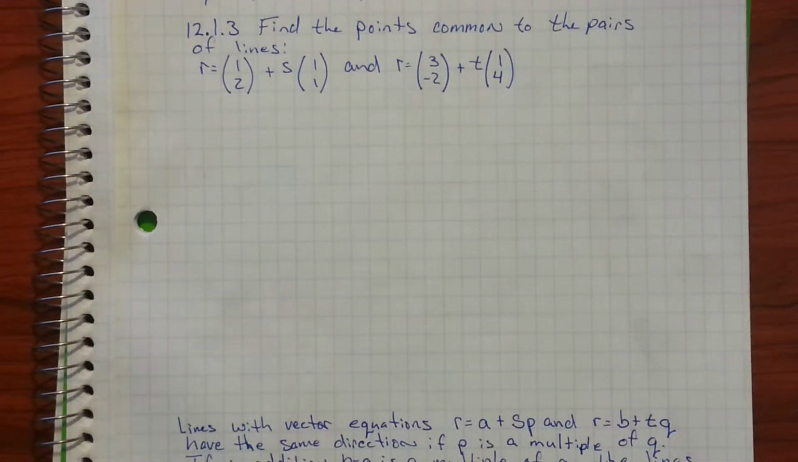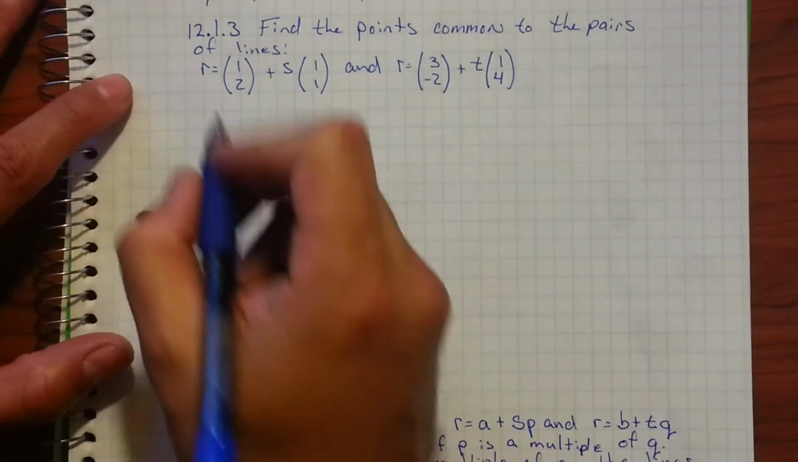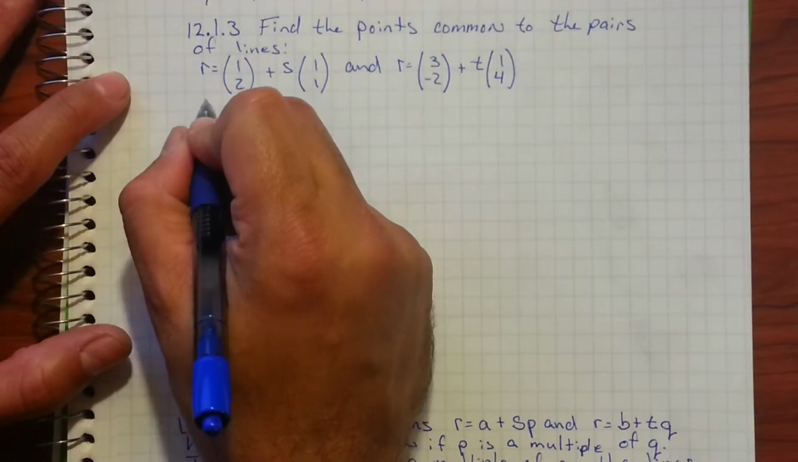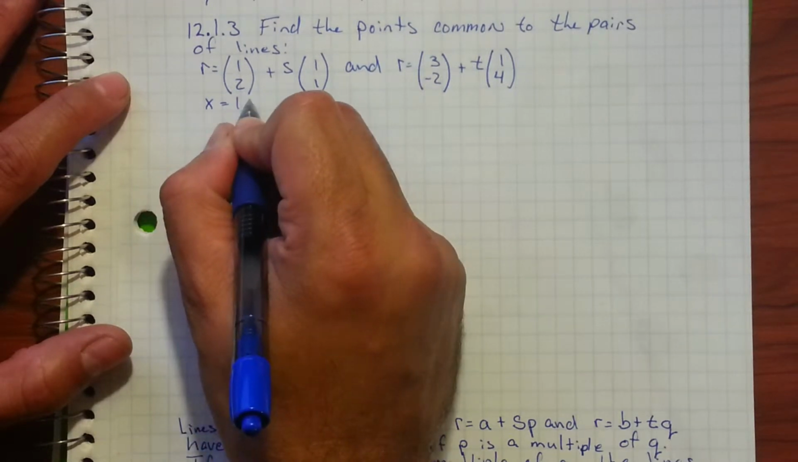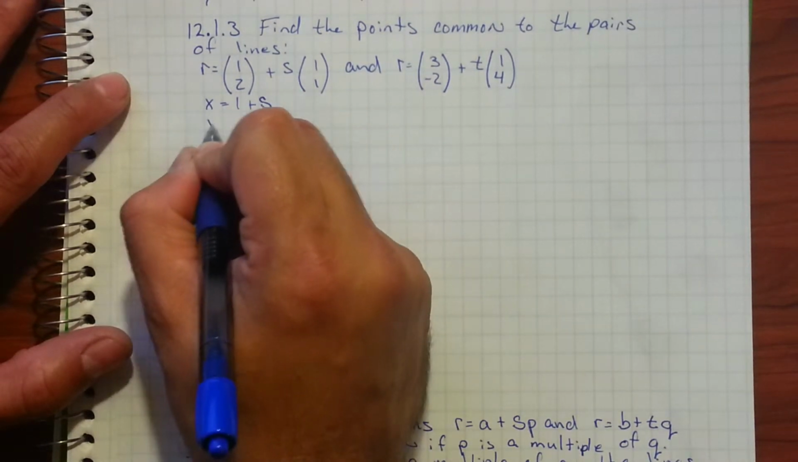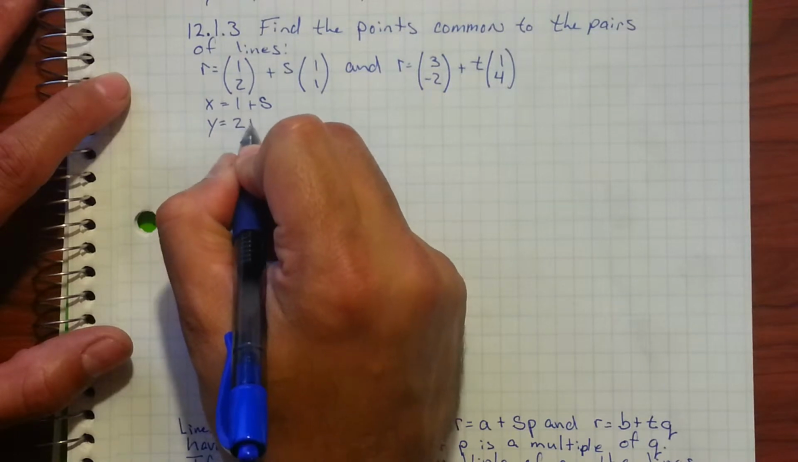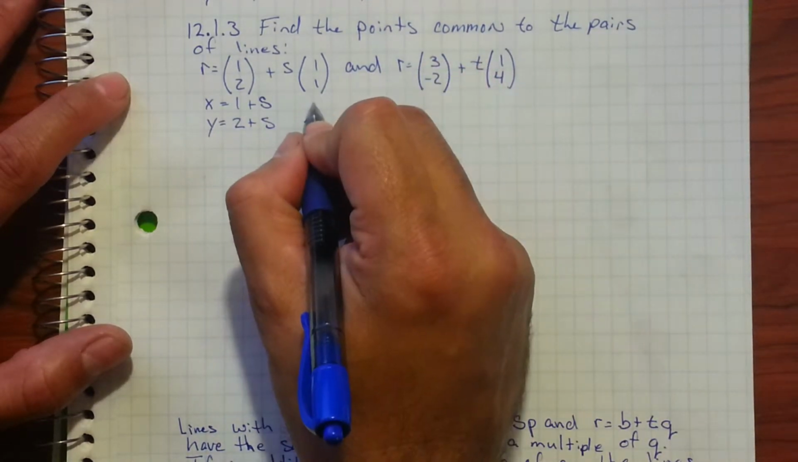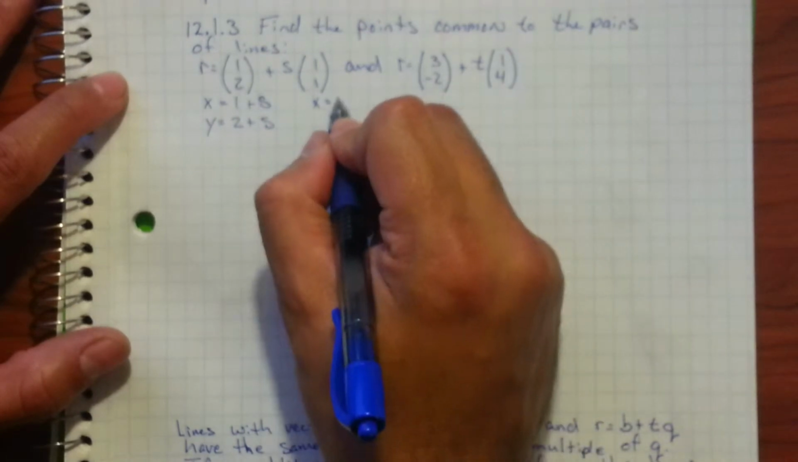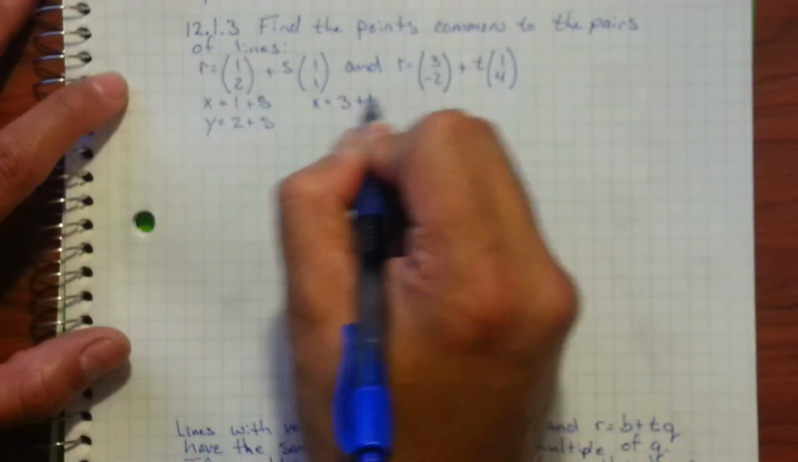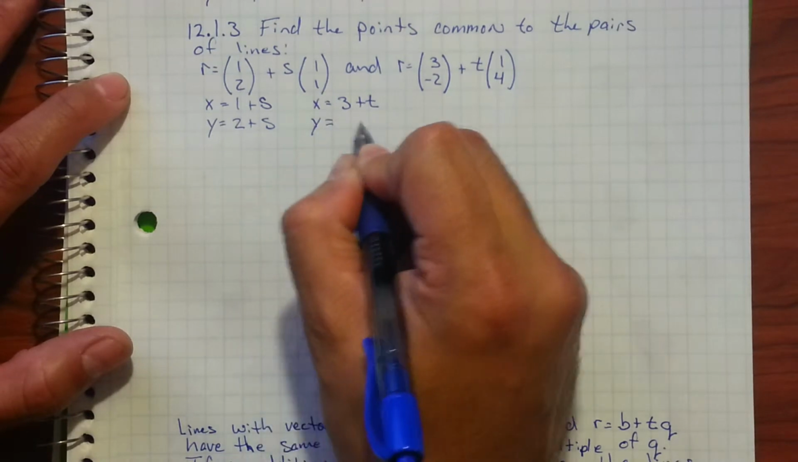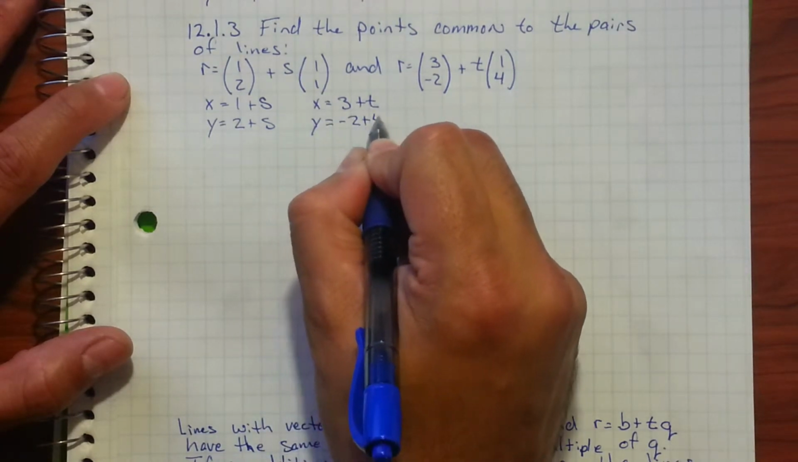Now right here, find the points common to the pairs of lines. Now, since they are going to be common, I need to try and find a way to set them equal to each other. So what I'm going to do, I'm going to make this into a system of equations. So for this one right here, I get x is equal to 1 plus s. Y is equal to 2 plus s. Now for this one right here, I get x is equal to 3 plus t. And this one is y is equal to -2 plus 4t.